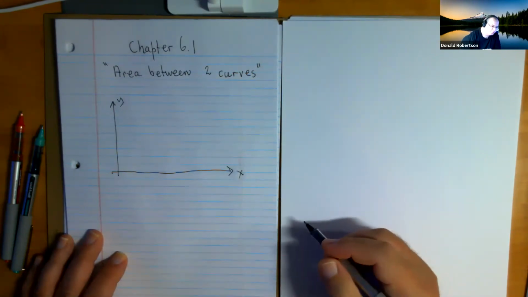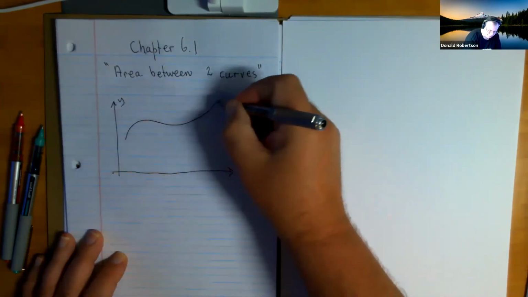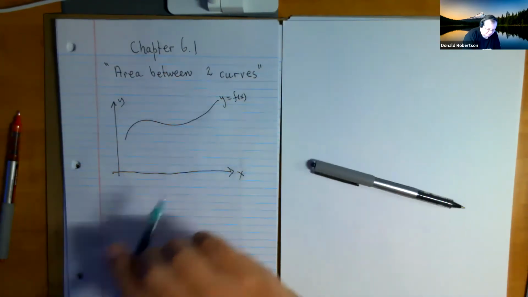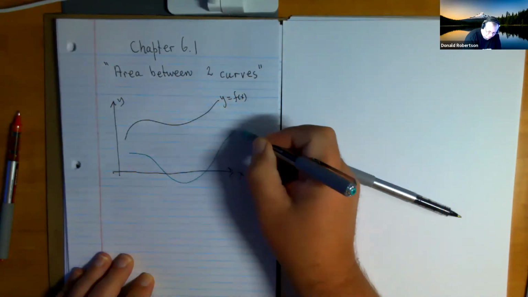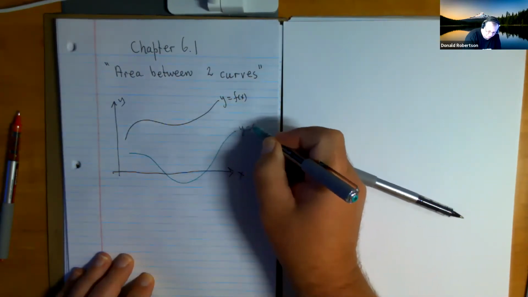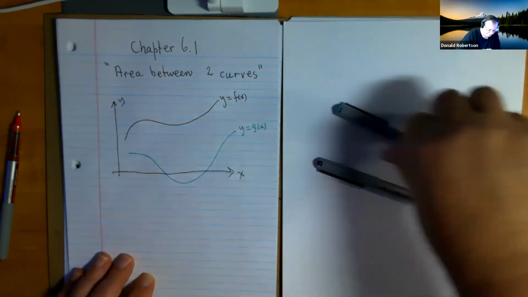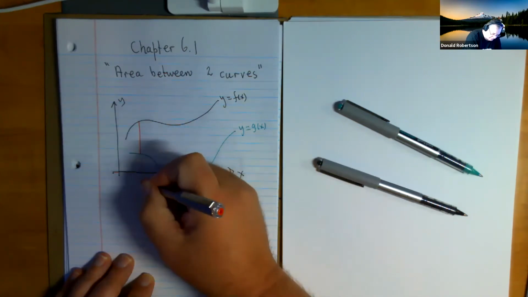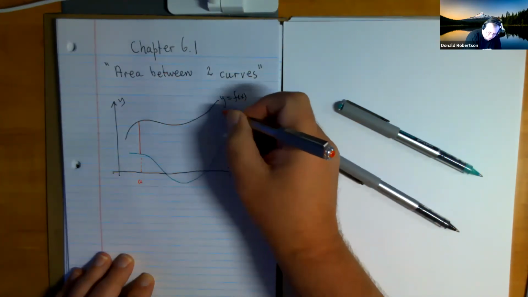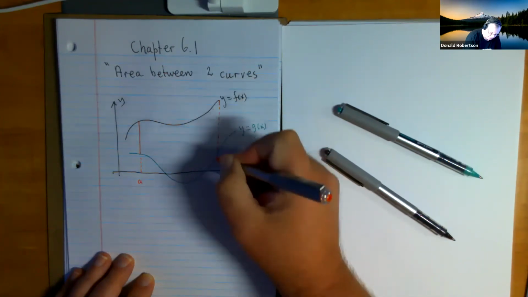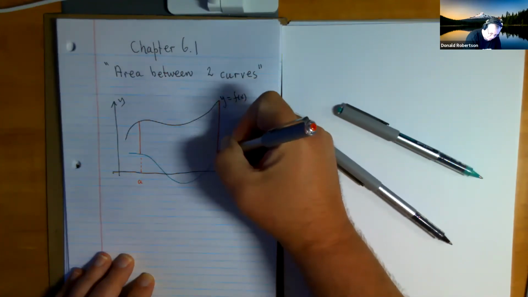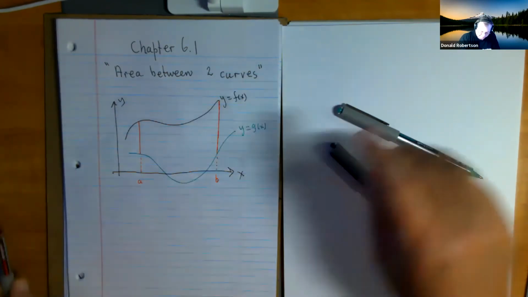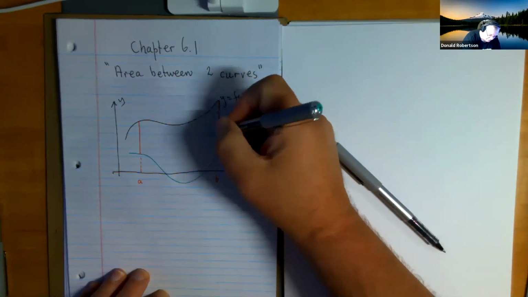Imagine that you have two functions. Let's call the first one y equals f of x, and the second one is y equals g of x. And this guy here is x equals a. Say this guy here is equal to b.